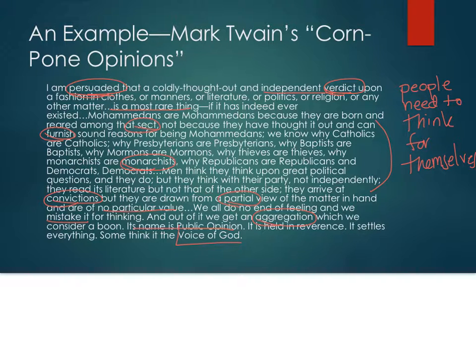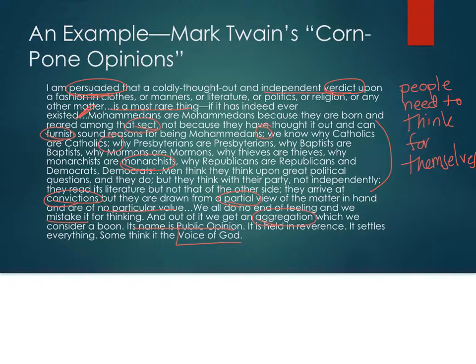For sentence structure, we're looking for, is it simple or is it complex? Do we have short sentences or longer sentences? I see, just to start with, quite a few longer sentences. Now I need to see what types of details are included. Even just looking at this listing piece here, the Mohammedans are Mohammedans because they are born and reared among that sect, not because they thought it out and can furnish some reasons for being Mohammedans. So we have two complete clauses there, connected with a semicolon, which means that sentence hasn't really ended, and it goes on and on with more examples. So it's a very complex sentence that we are seeing in that particular case.